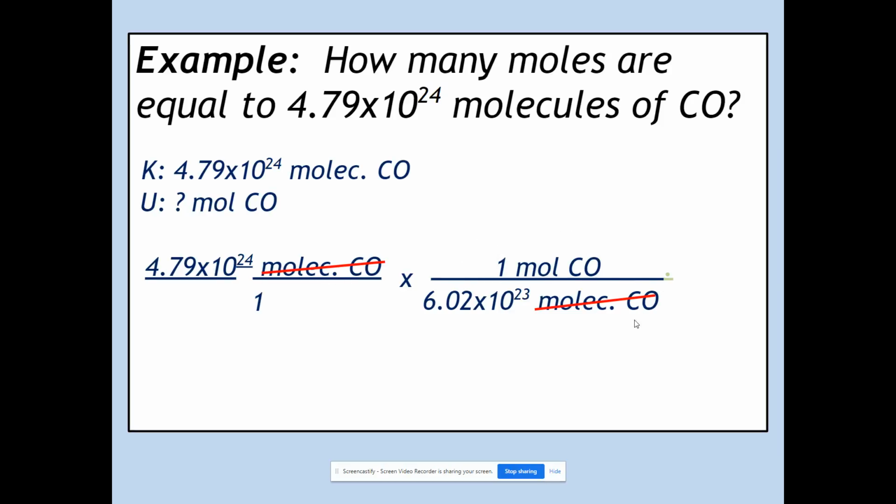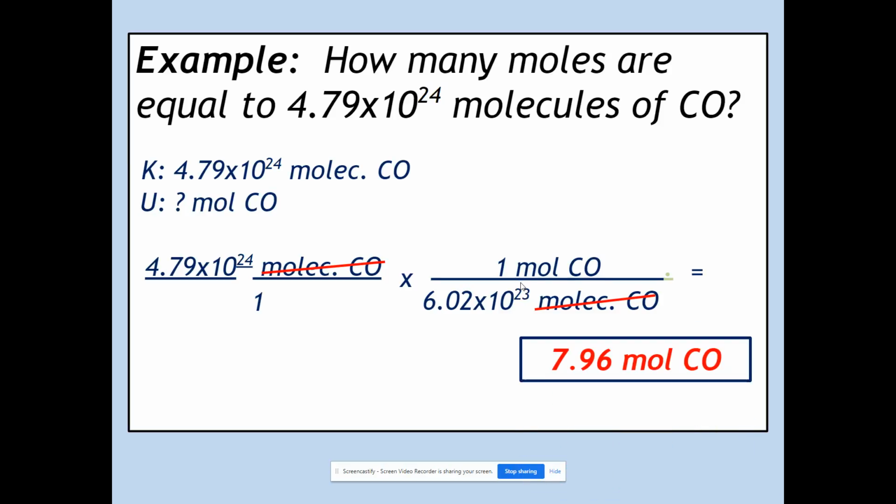So we're going to divide these, but remember, 10 to the 24th is one power bigger than 10 to the 23rd. So we're going to be left with 7.96 moles of carbon monoxide when we divide, given that this is actually 10 times bigger than this number. Ooh, factor of 10.